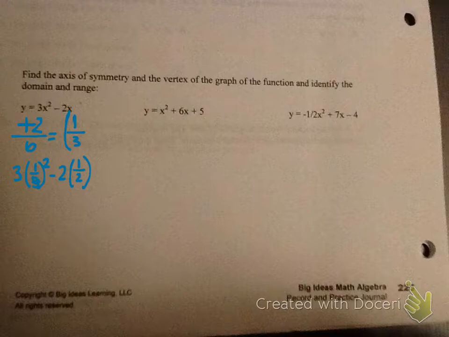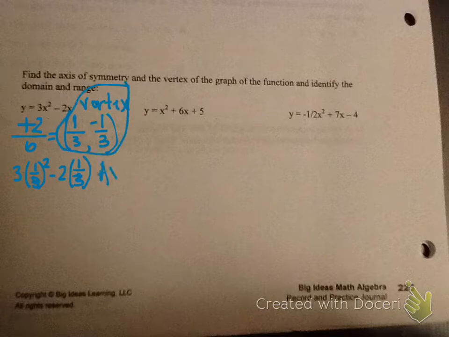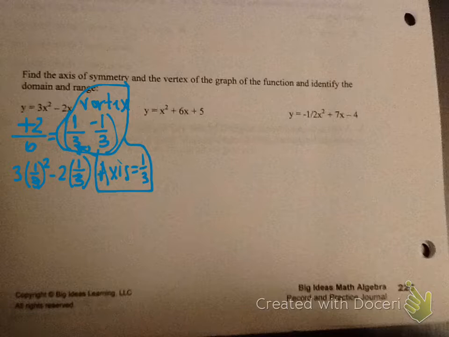When we reduce, it gets to be 1/3, not 1/6. So when I fill in 3 times 1/3 squared minus 2 times 1/3, I get -1/3 for my y value. So this is my vertex. The axis of symmetry, again, is 1/3 because it's the same as the x value of the vertex.